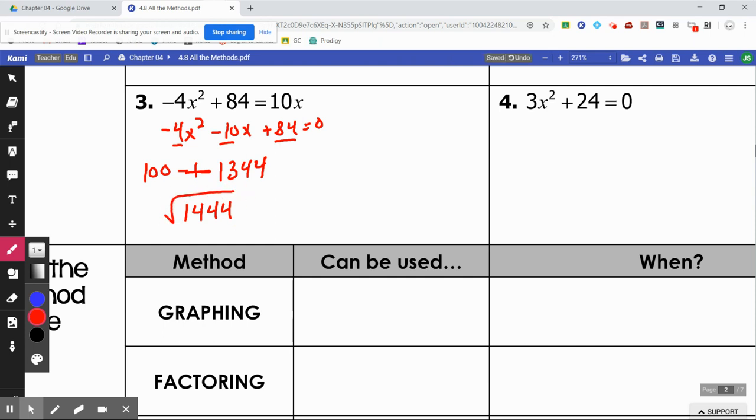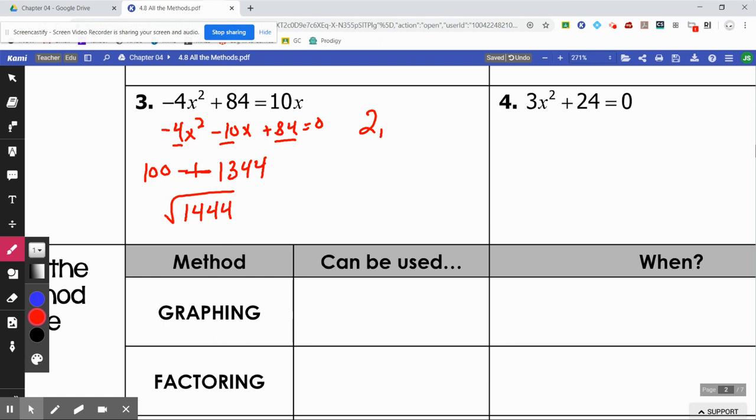Now the next question: we know we're going to have two answers because the square root of 1444 would give you two different answers, the plus and minus. However, is it rational or irrational? If we know the square root of 1444, it's going to be rational. If we don't know the square root of 1444, then that would create an irrational solution.